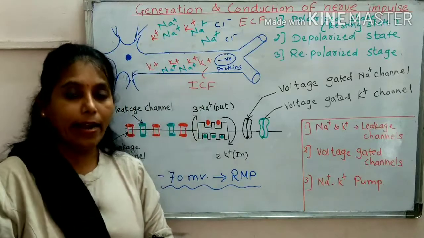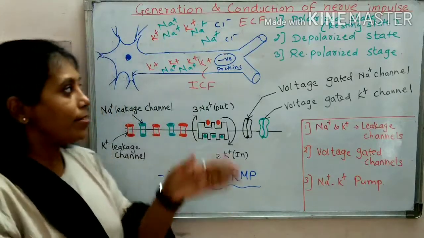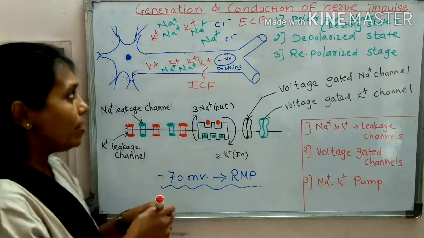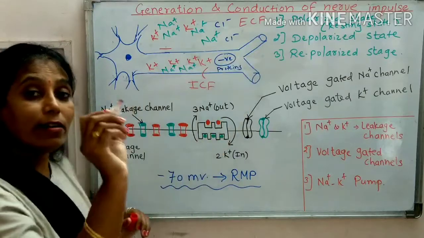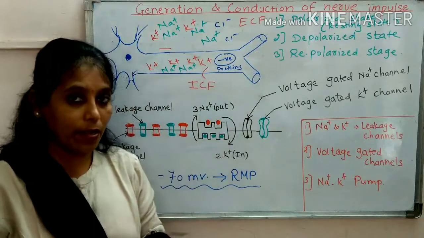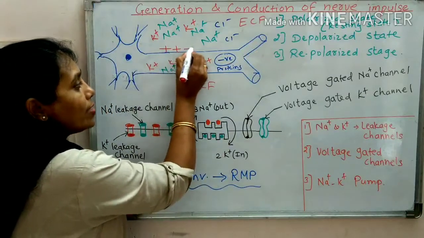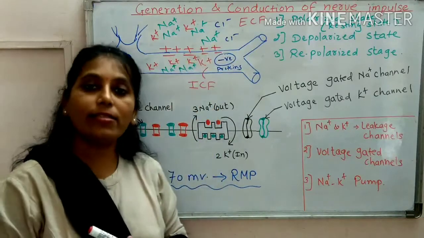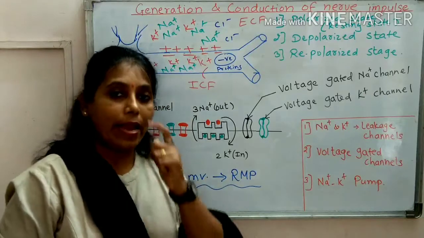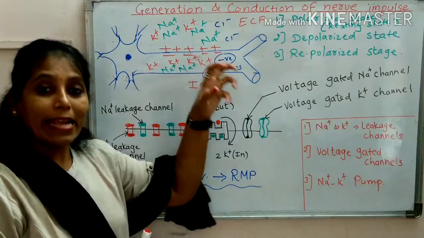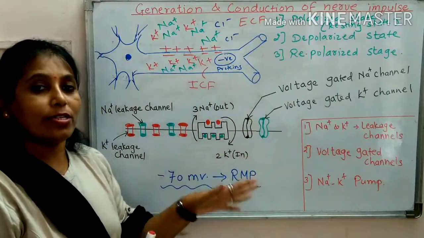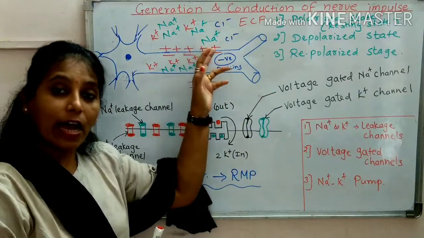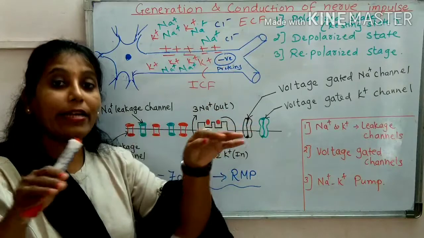Now come to the charges present outside and inside the axolemma. When the nerve is not carrying any impulse, the outer surface is positively charged and the inner surface is negatively charged. The reason is that more negatively charged protein molecules are present inside, though potassium is present. Here sodium ions are more. So this polarity is maintained.